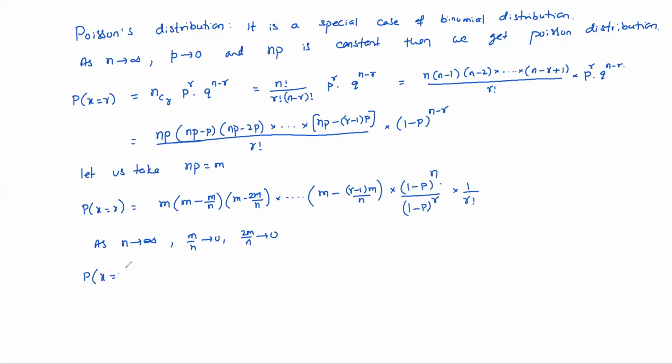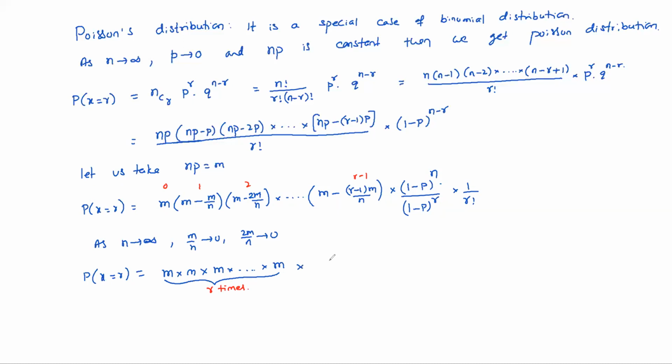P of x equal to r is nothing but m into m minus m by n. So m by n is 0. So m again into m again, like that, how many times? Starting with 0 and ending with r minus 1. M minus 0, m minus, like that. This is the 0th time, this is 1, this is 2, like that up to r minus 1. Totally how many are there? r numbers are there. So r times.